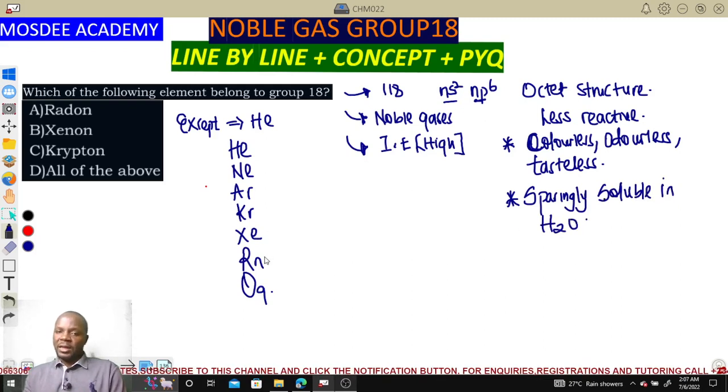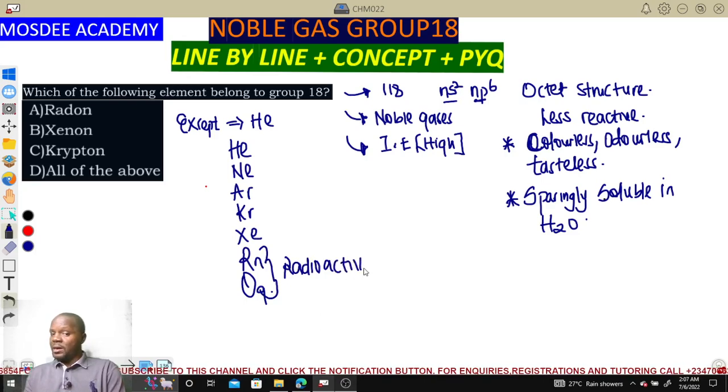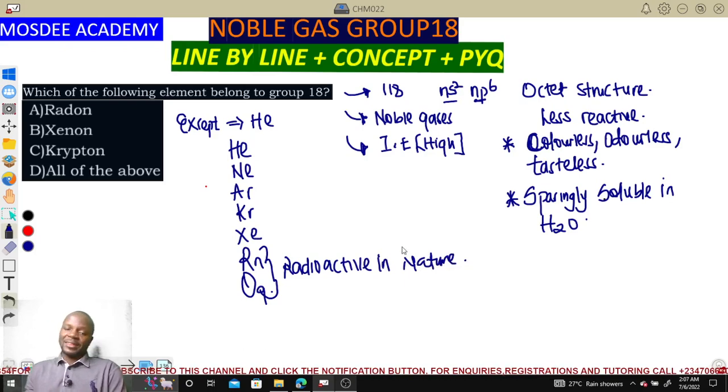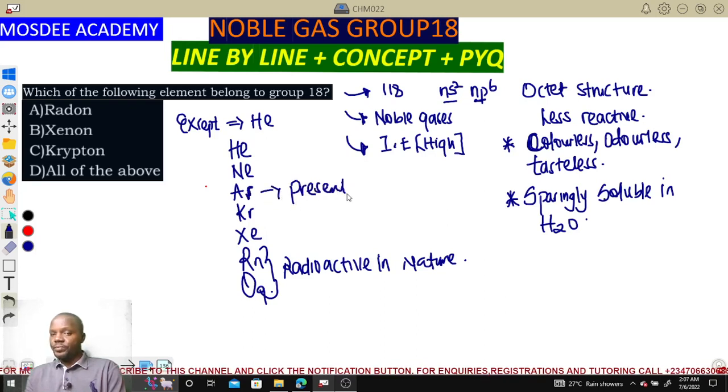Now, talking about where we can see them, that is occurrence in nature. The last two members, radon and oganesson, are radioactive. Almost all the last two members of every group are radioactive in nature. So the highest amount, argon, is mostly present in the atmosphere.